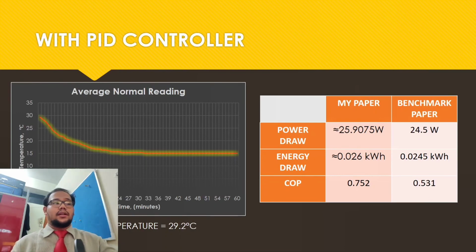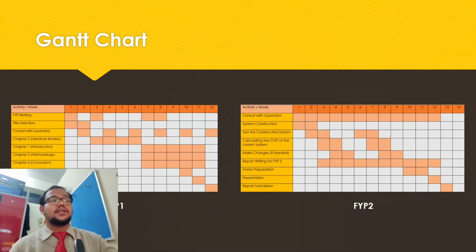After we get our result, we can conclude our power draw, our energy draw, and our COP. Our power draw is about 26 watts. Our energy draw is about 0.3 kilowatt hour, and our COP is about 0.752. It is higher than the benchmark paper, so we have a success here. So this is the Gantt chart of our research activities in FYP1 and FYP2.